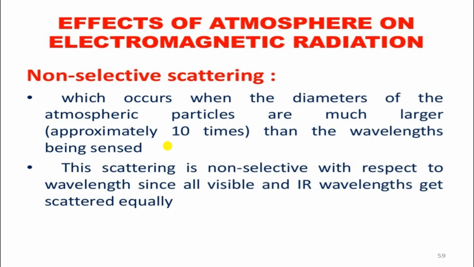Now the second one is non-selective scattering. This type of scattering occurs when the diameter of the atmospheric particles is much larger, approximately 10 times the wavelength being sensed. This type of scattering is non-selective with respect to wavelength, since all the visible and infrared wavelengths get scattered equally.